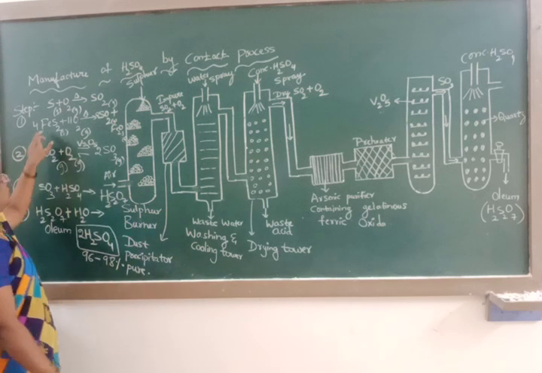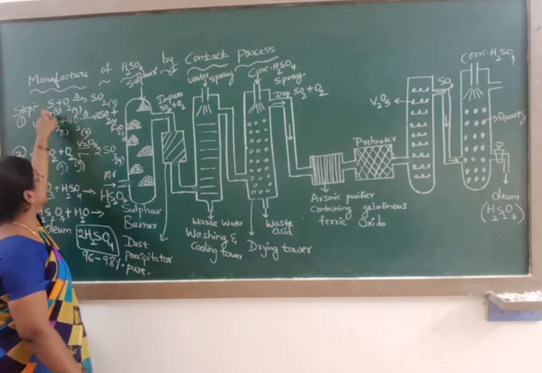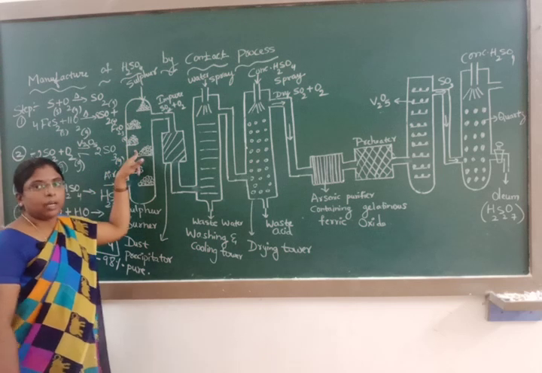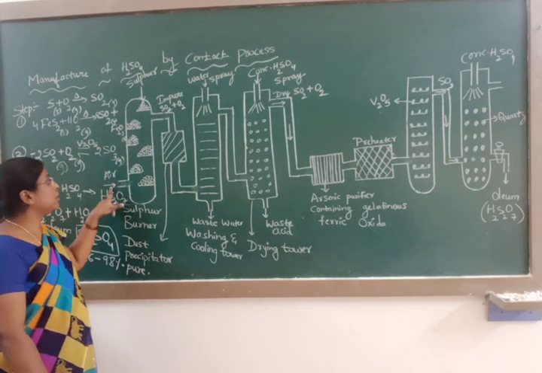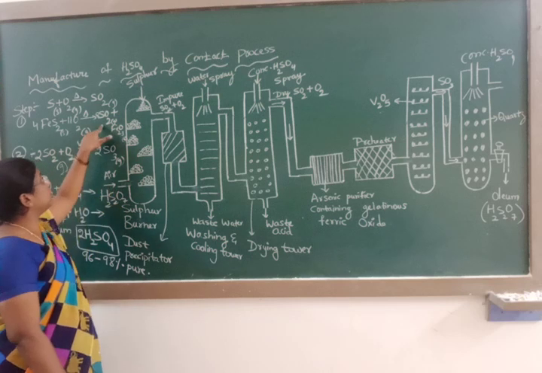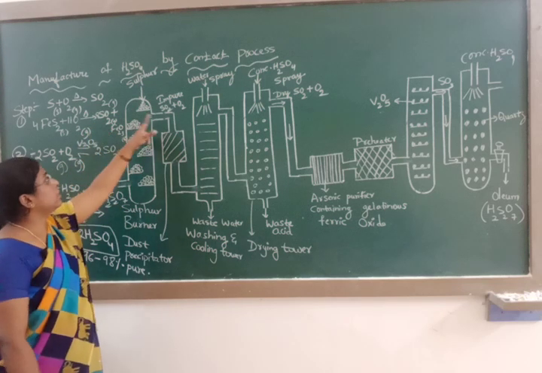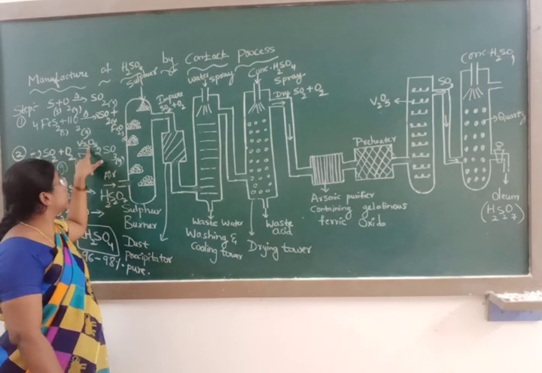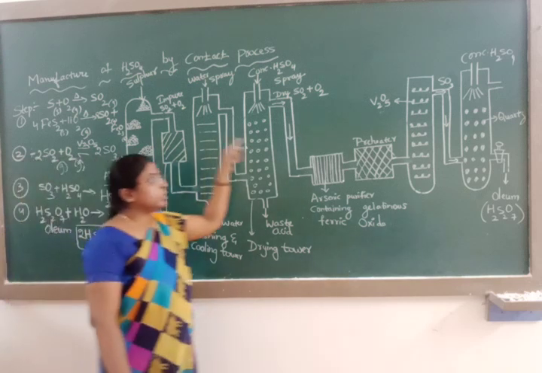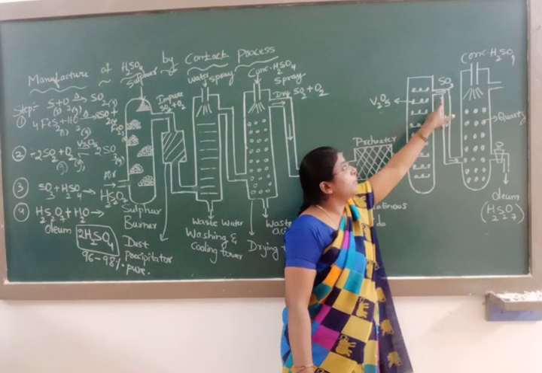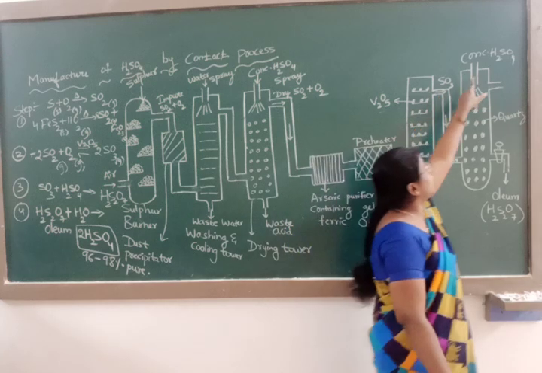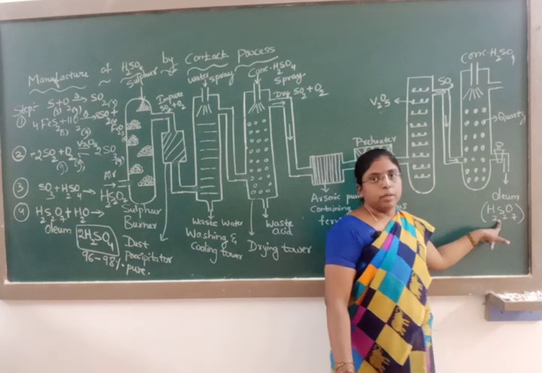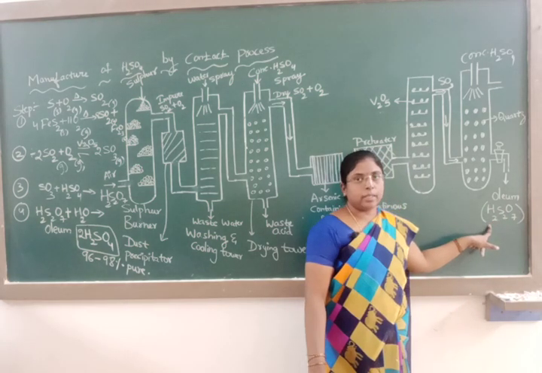If you see once more, in the first step, sulfur is burnt in the presence of oxygen to form sulfur dioxide, either sulfur or iron pyrites, that is FeS2, burnt in the presence of air. The obtained sulfur dioxide gets oxidized in the presence of vanadium pentoxide as a catalyst to form sulfur trioxide. The obtained sulfur trioxide is absorbed by concentrated sulfuric acid and we get the product, that is oleum. It is collected in a receiver.